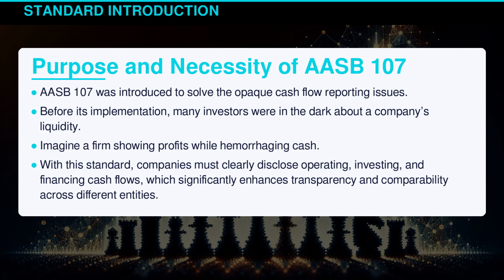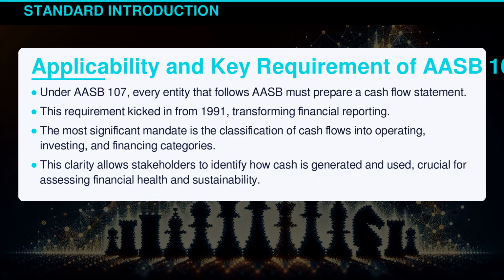Under AASB 107, every entity that follows AASB must prepare a cash flow statement. This requirement kicked in from 1991, transforming financial reporting. The most significant mandate is the classification of cash flows into operating, investing, and financing categories. This clarity allows stakeholders to identify how cash is generated and used, crucial for assessing financial health and sustainability.